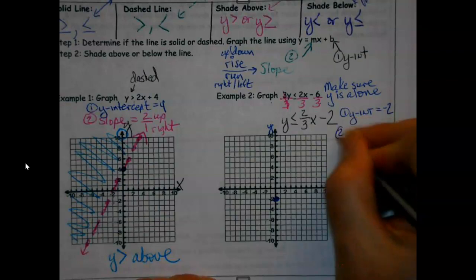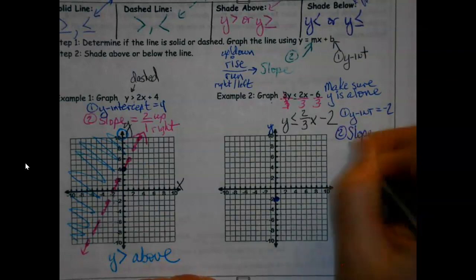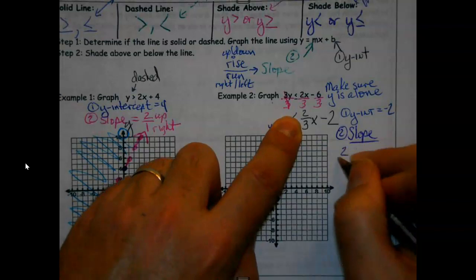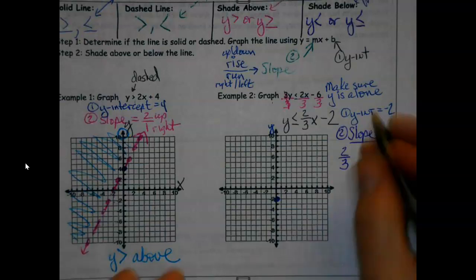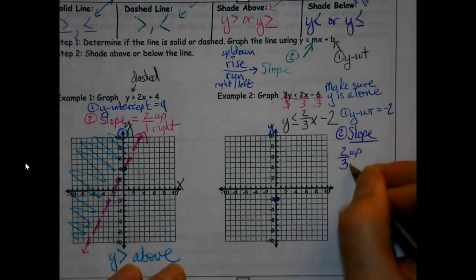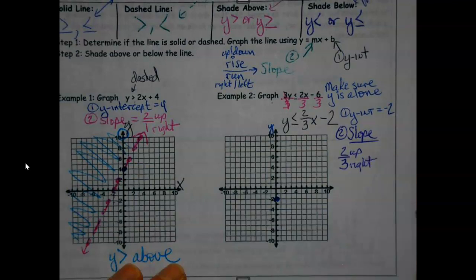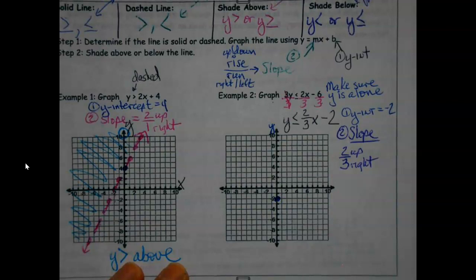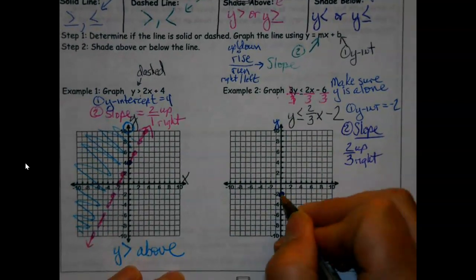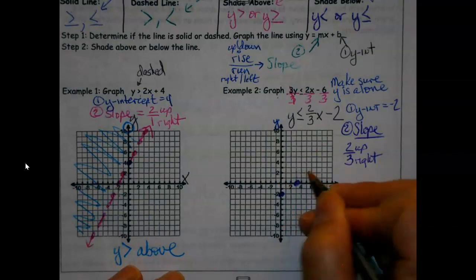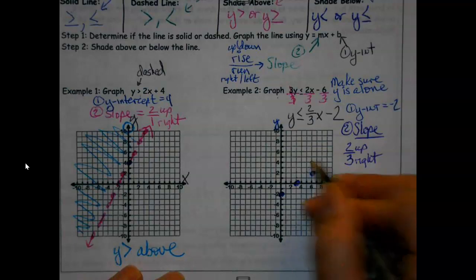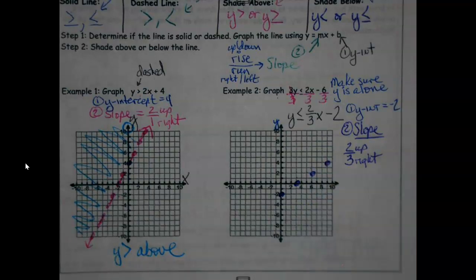Then, my slope is a fraction this time. It's the number in front of x. Okay. So here, I'm going to go up 2 and right 3. Again, starting at your first dot. Don't go back to the beginning. So up 2, right 3. Up 2, right 3. Up 2, right 3. That gives me a pretty good chunk of dots.